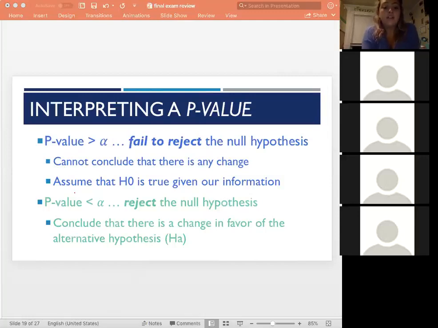And then if your p-value is less than alpha, that's good because it's saying there's a low probability that you made a type 1 error. We're going to reject that null, and we're going to say there's some sort of change, which means that it is in favor of that alternative hypothesis.